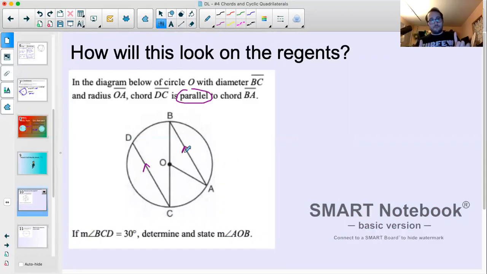Now hold on. We just learned that when chords are parallel, the arcs that they intercept are congruent. So that means DB is congruent to CA, right? It's kind of like cutting out a rectangular-ish type shape, okay? All right, then it also says angle BCD is 30. So BCD, that is 30 degrees. And we want angle AOB. So somehow we've got to get that angle.